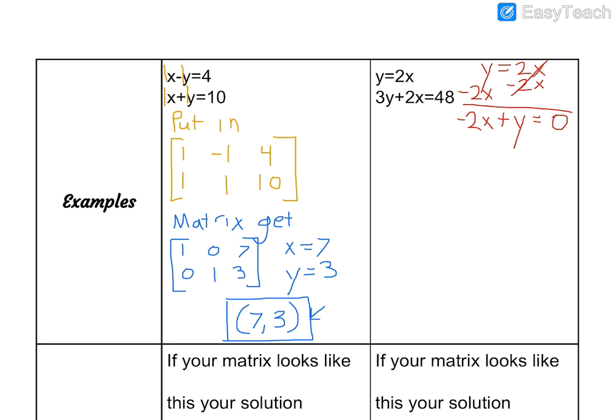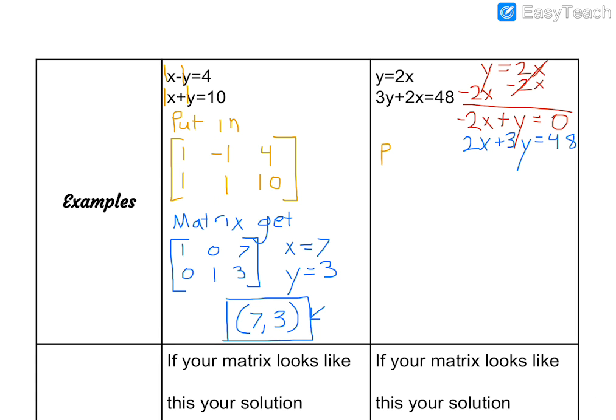So that is one of our standard forms, and the other, 3y plus 2x is equal to 48. We cannot do that, or we need to switch it around, so I'm just going to rewrite it in a different order. 2x plus 3y equals 48. So now we are ready to plug it into our matrix.